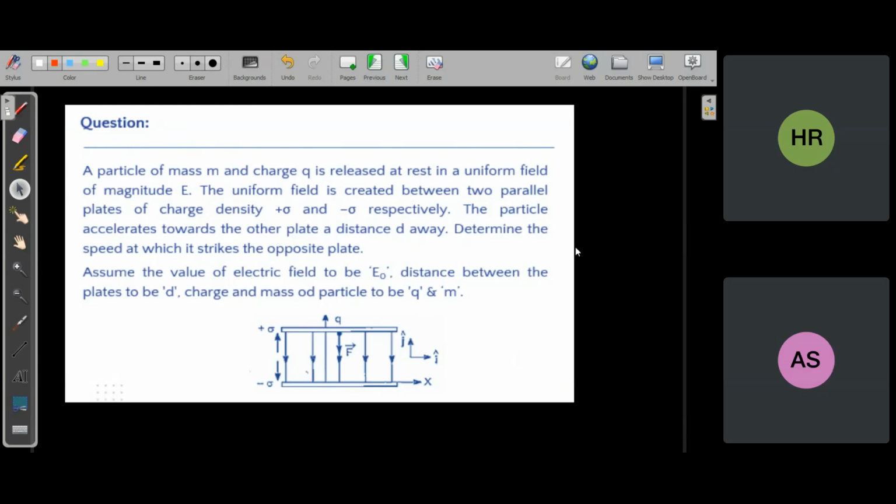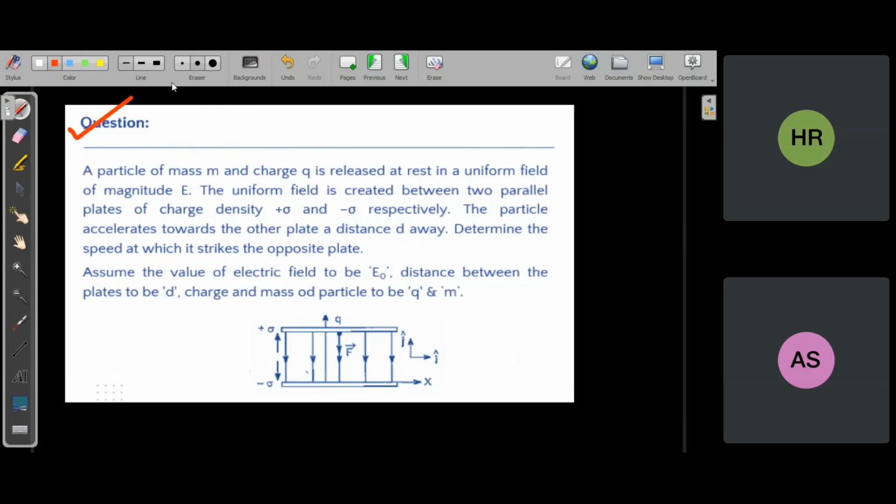Are you getting? Did you understand the question first? Are you there, Himanish? Yes sir, I'm getting. Okay, so what will you do? You can apply equations of motion on the mass. Just tell me a few concepts, what you will do here: determine the speed at which it strikes the opposite plate and from where it is starting. Oh, this is very simple.